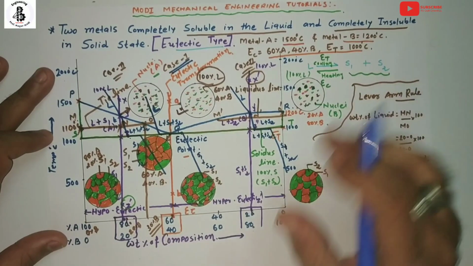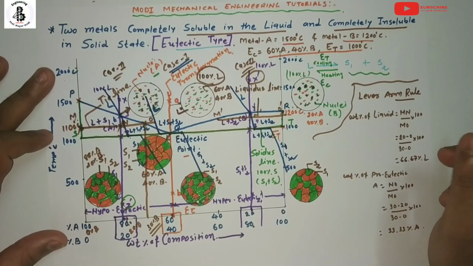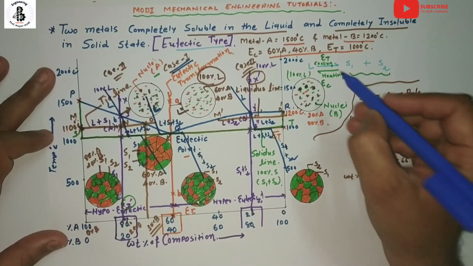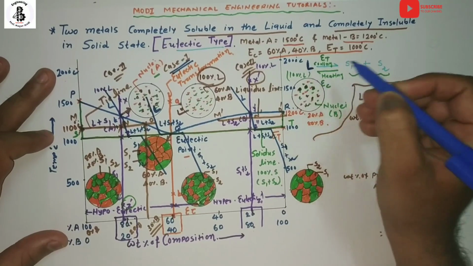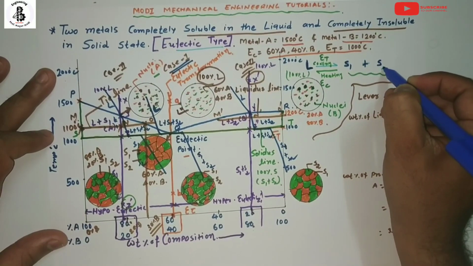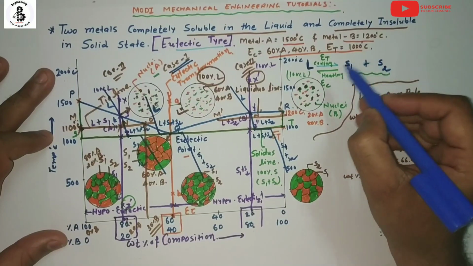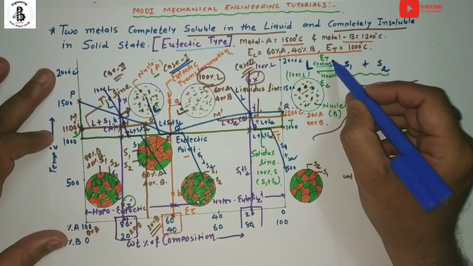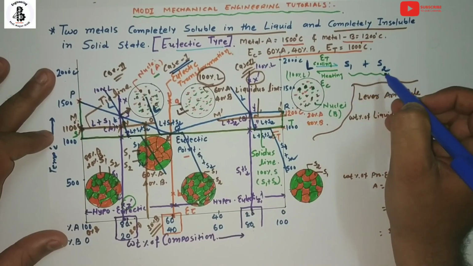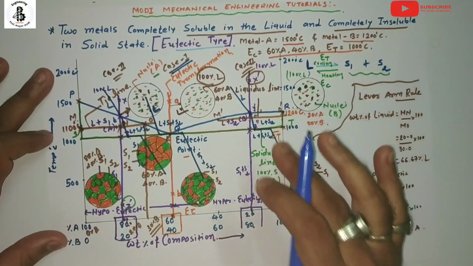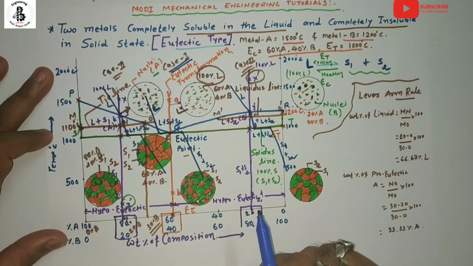So this is all about the eutectic type of transformation. In that case, the liquid phase converts into two solids at the eutectic composition and eutectic temperature. I hope you understand this for the general metals A and B.